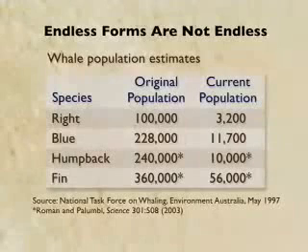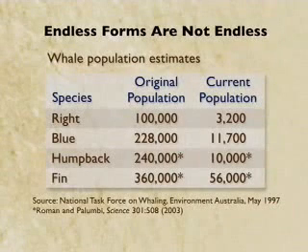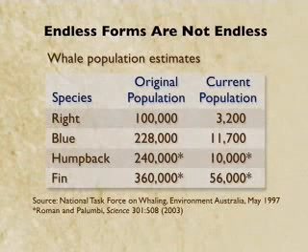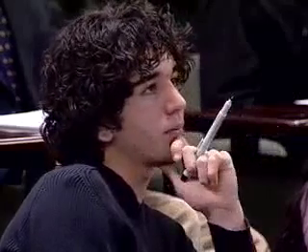Tell us that the endless forms that Darwin wrote about are not endless. When commercial whaling started at the start of the 20th century, the original populations of whales were somewhere around these numbers shown in the left-hand column: 100,000 right whales, 240,000 humpback whales. Those populations have now been reduced somewhere between 80 to 97%, even with the moratoriums on whaling, some of which were enacted as early as 1935.